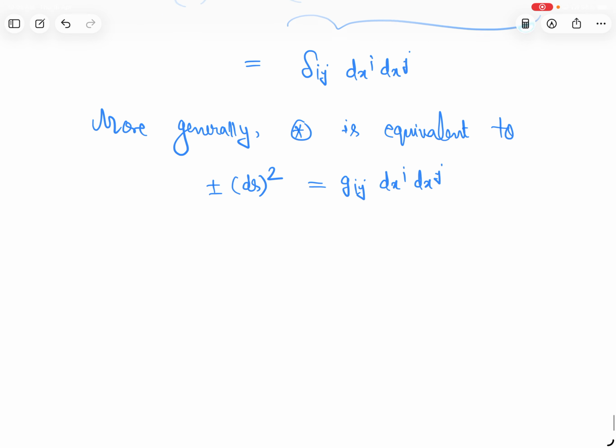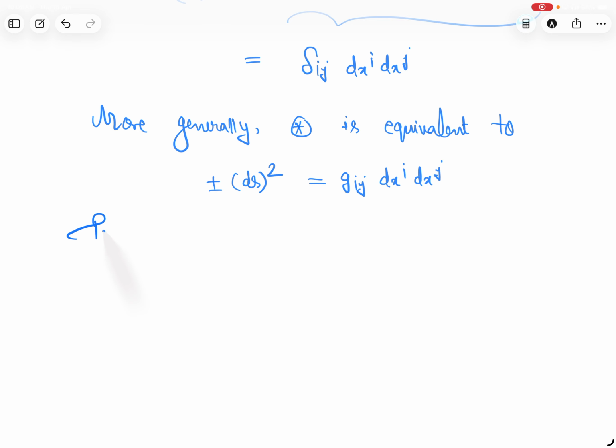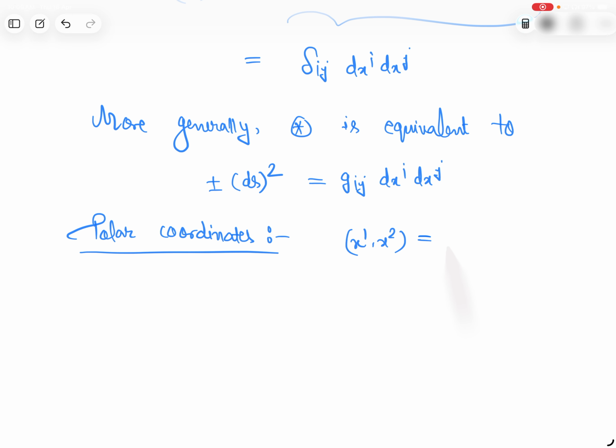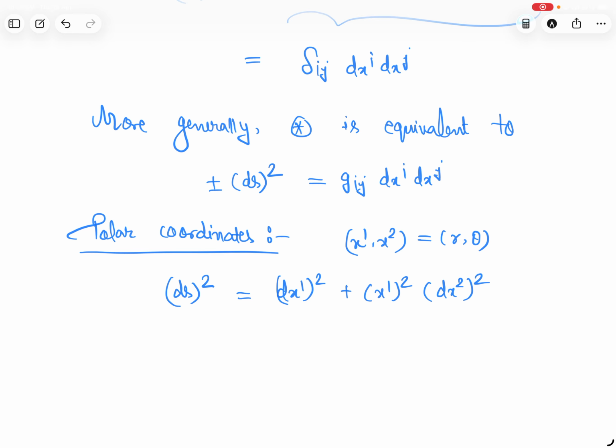Suppose we have polar coordinates. In polar coordinates, we know x1, x2 is nothing but r and theta. Then in that case, ds square will become dx1 square plus x1 squared dx2 squared.